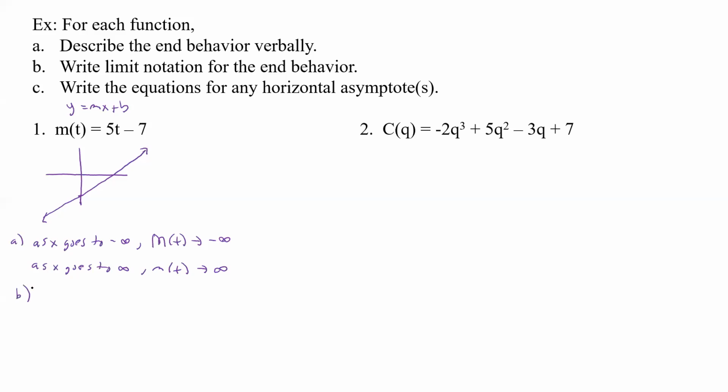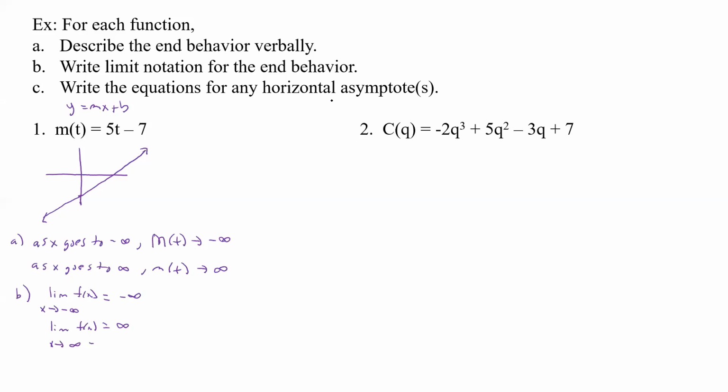Now B, write the limit notation. So what we can say is the limit of f of x as x goes to -infinity equals, well, as it goes to -infinity, that's -infinity. And here we can say the limit of f of x as x goes to +infinity, well, as we go to +infinity, that's going to be equal to +infinity. So that would be that.